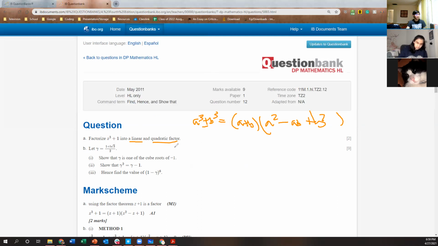If I factorize z cubed plus 1, z cubed plus 1 is going to equal z plus 1 times z squared minus z plus 1. Easy as that. That gets you the point.